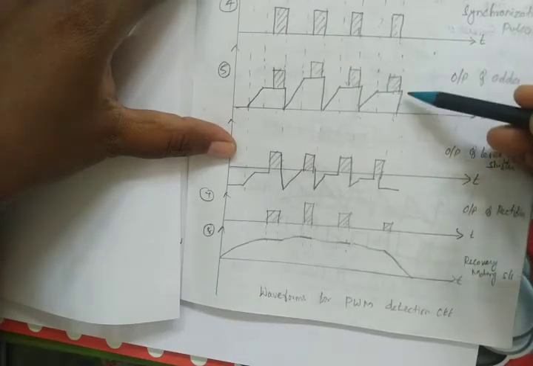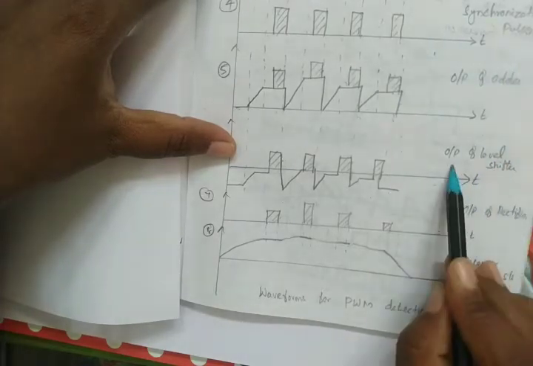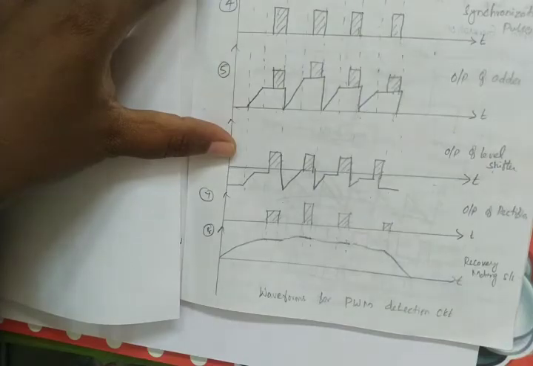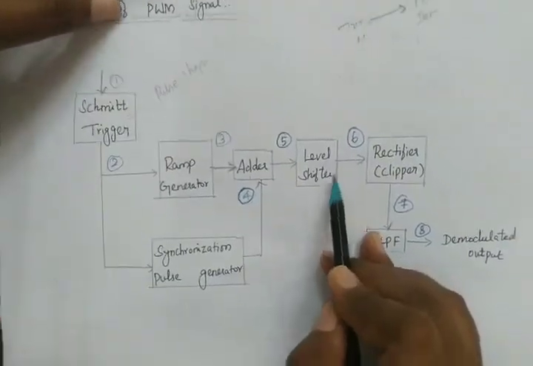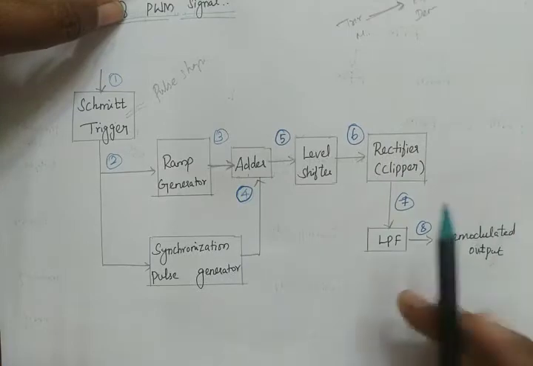So this has shifted below this line. This is the output of the level shifter. Now this shifter output is given to the rectifier circuit, that is, the clipper circuit.